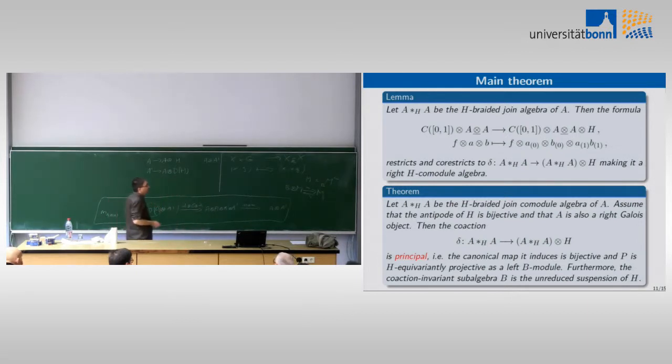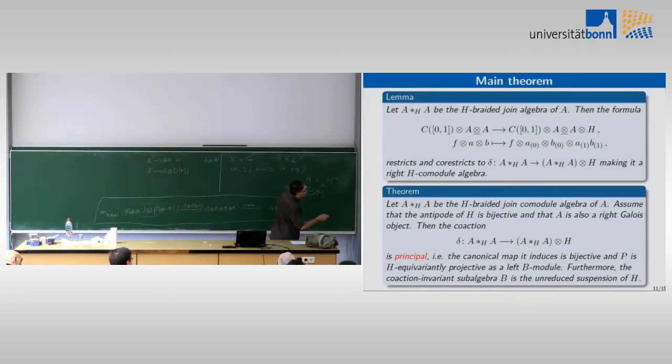Okay? So we prove that indeed this coaction, which restricts and co-restricts to our join algebra, our braided join algebra, has these two properties, so it deserves being called principal. If you want, what we get is an algebraic version of a compact principal bundle.